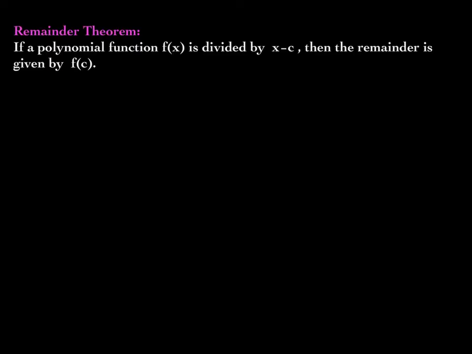The remainder theorem first. It says if a polynomial function f of x is divided by x minus c, then the remainder is given by f of c. So really what the remainder theorem says in and of itself is it basically gives us two different ways to evaluate a function at a value c.